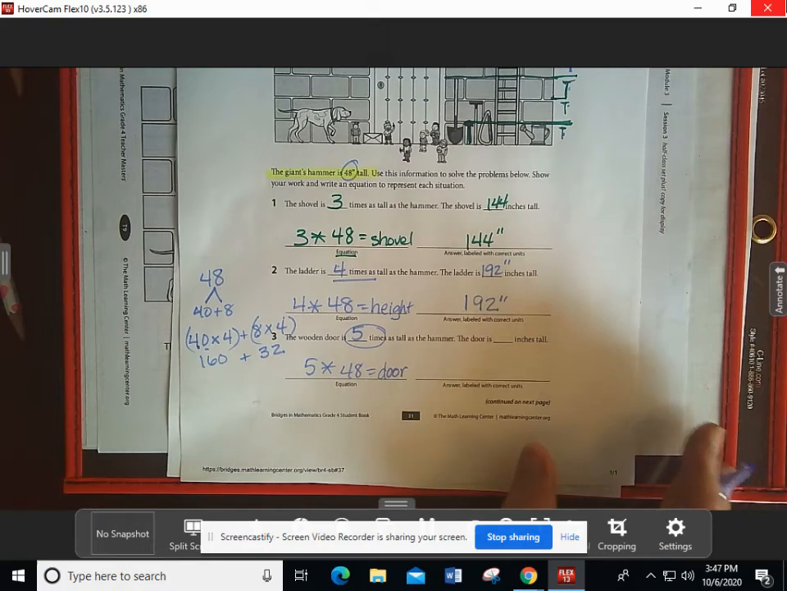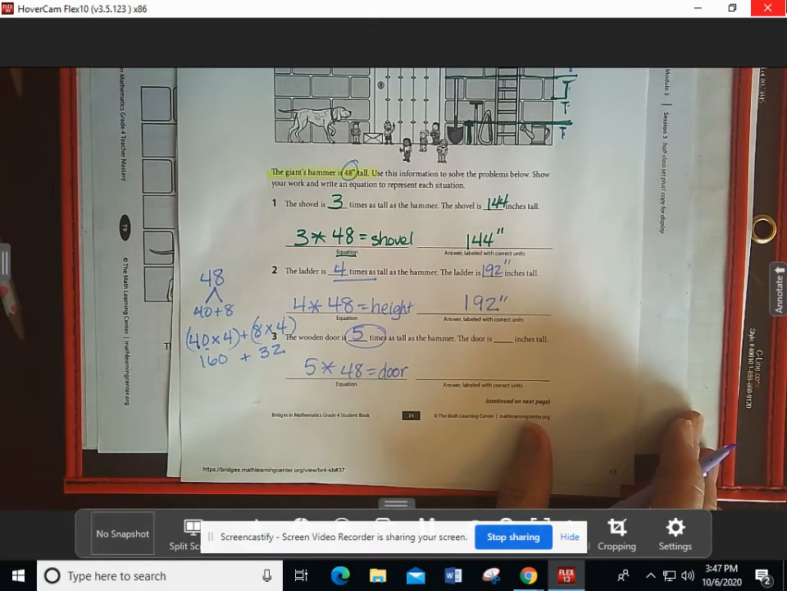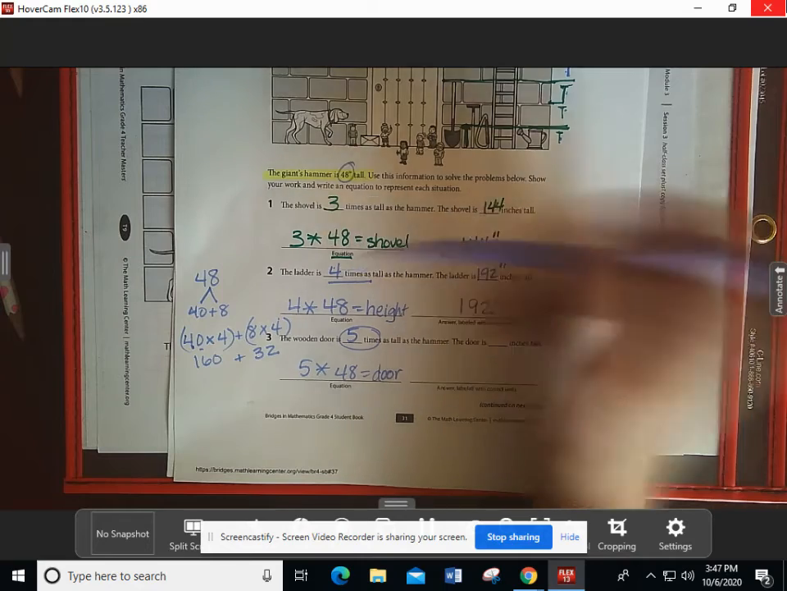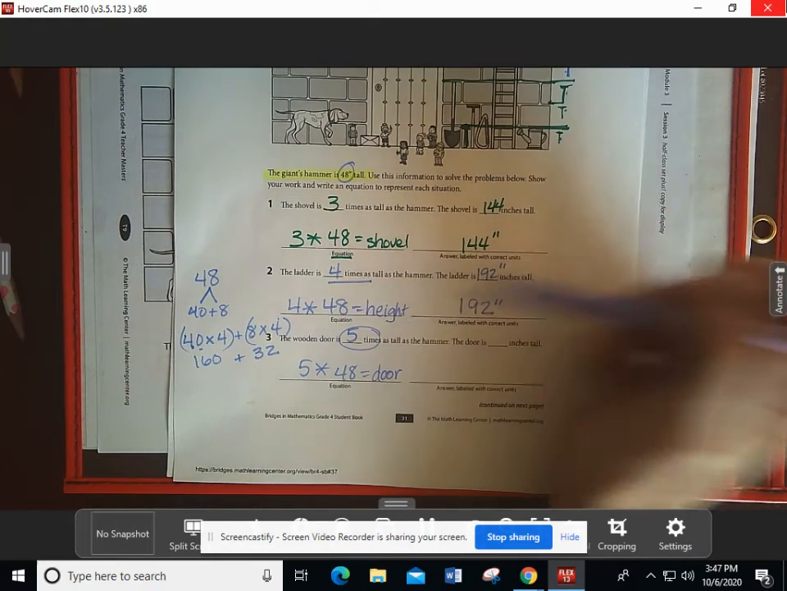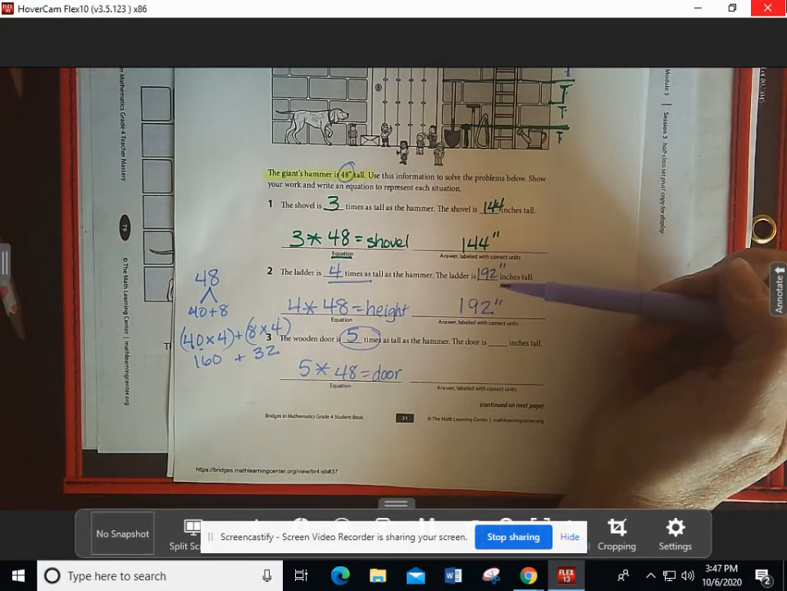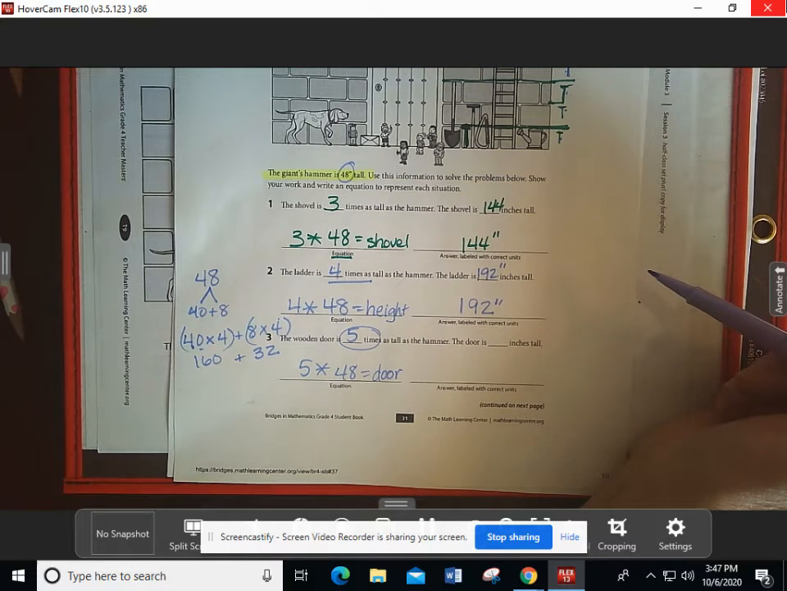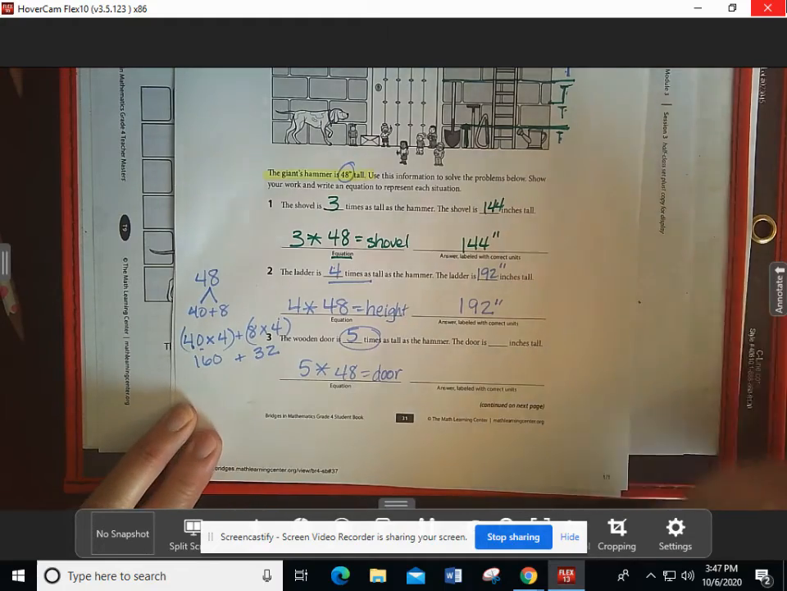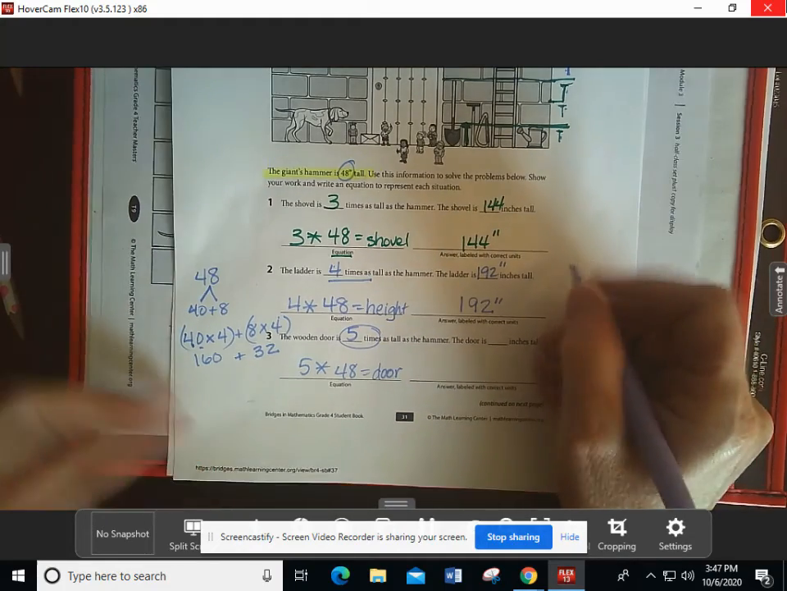Well, what do you want to do to solve this? Here we had 3 times 48. Now we have 4 times 48. Now we have 5 times 48. You can simply add another 48, but you know, we're in 4th grade and we like to do multiplication. So let's think of this again. Let's practice this again.